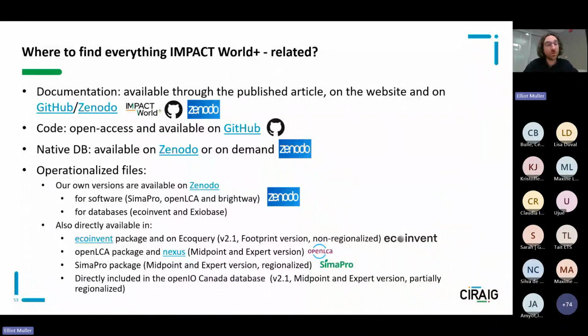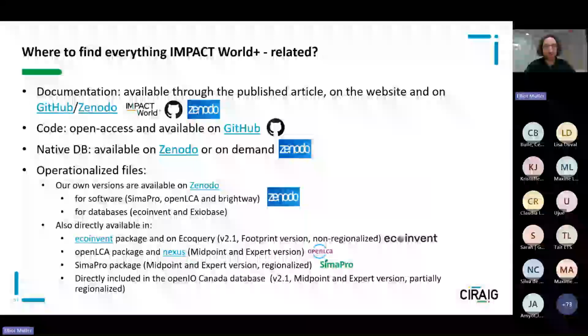The versions that we developed ourselves are all available on Zenodo, which you can find through our website. So that is the case for the different software and also for different databases. Also, versions of Impact World+ are also available directly provided, for example, in the ecoinvent package or directly on EcoQuery. So that is the version 2.1 that is available, but only the footprint version, and it's not regionalized, as ecoinvent doesn't provide regionalized elementary flows directly.